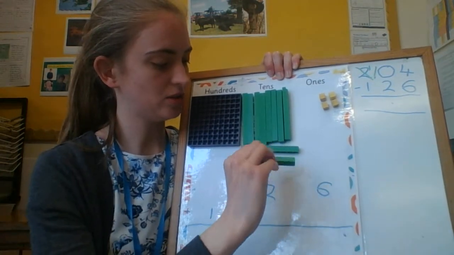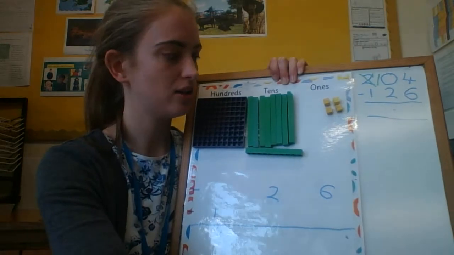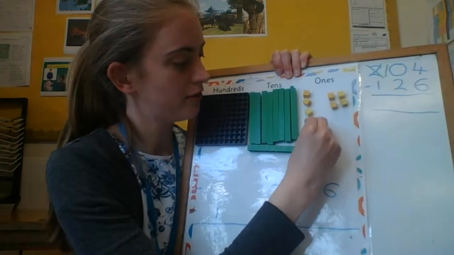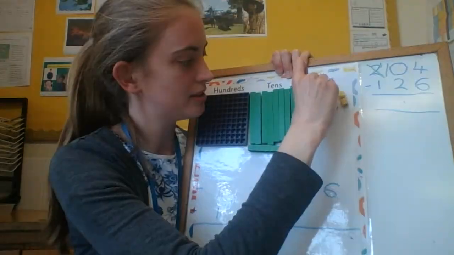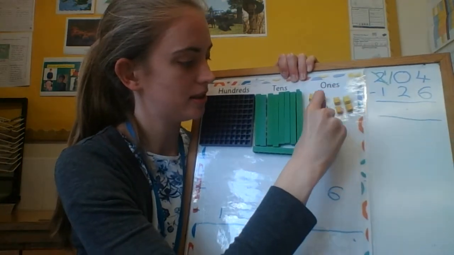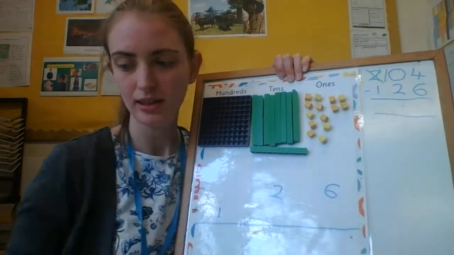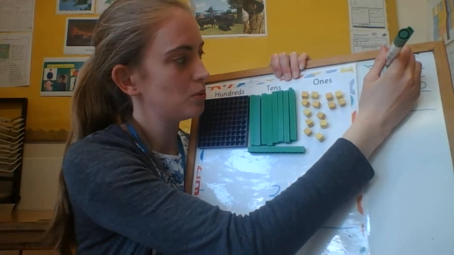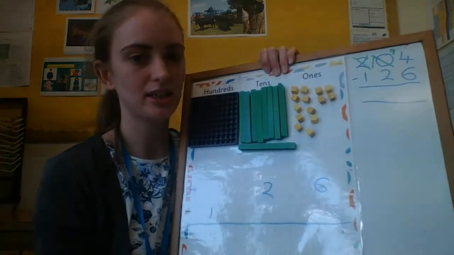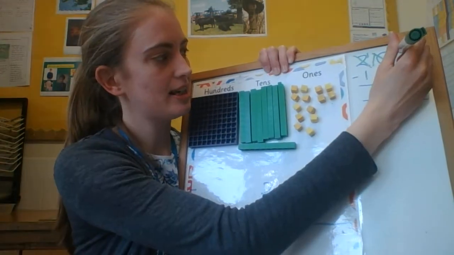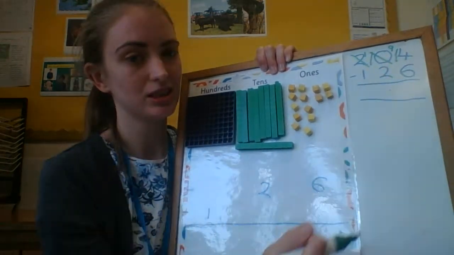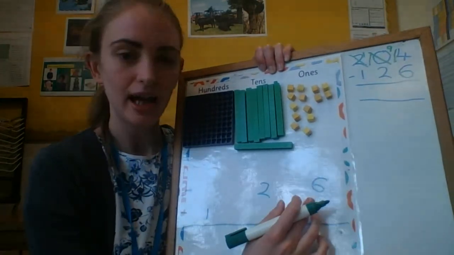So, an exchange. So I'm going to exchange a 10 for 10 ones. 1, 2, 3, 4, 5, 6, 7, 8, 9, 10. Okay, so I have taken away one of my 10, so I've got 1, 2, 3, 4, 5, 6, 7, 8, 9. 9 left, 10 take away 1 is 9. And I've added that 10 to my ones column to give me 2, 4, 6, 8, 10. 10 add 4 is 14. 14 ones.